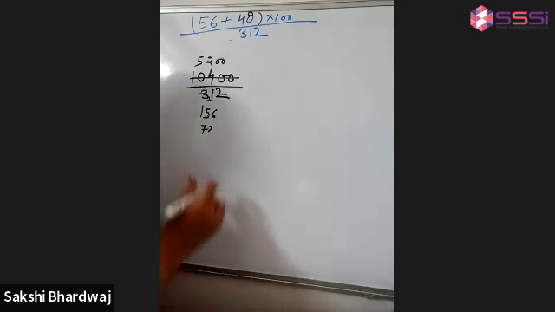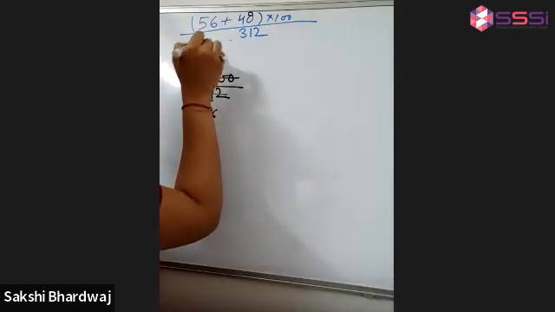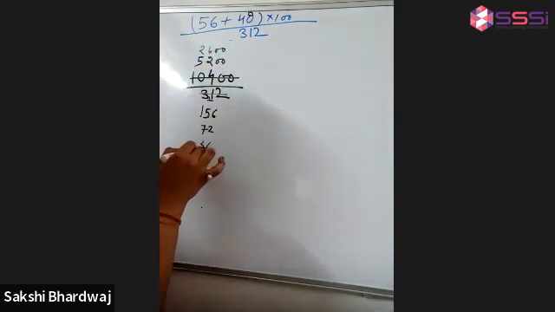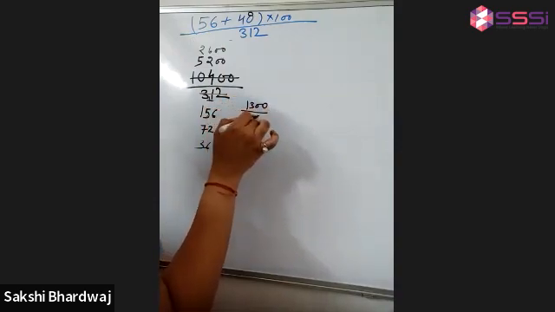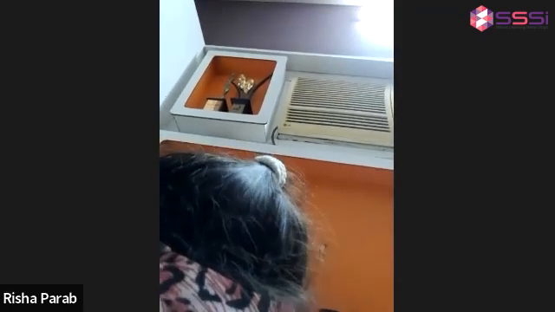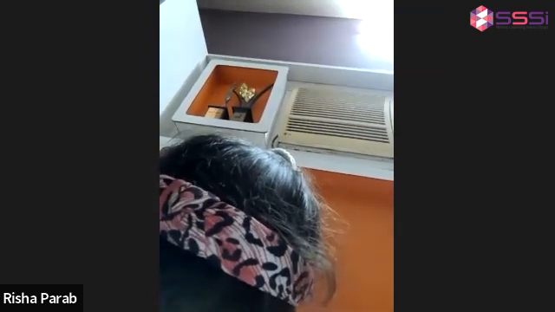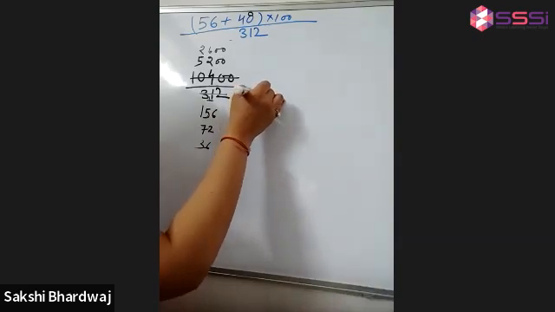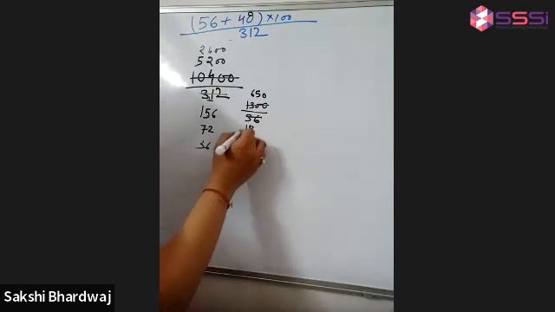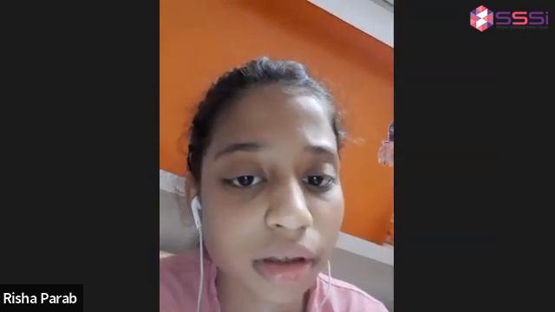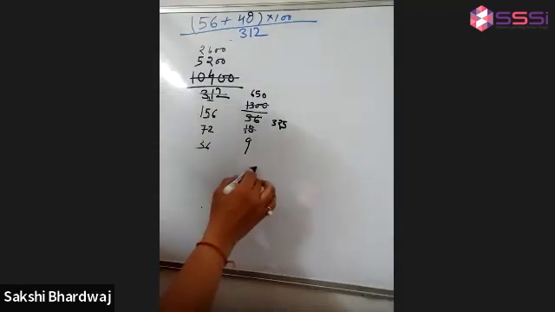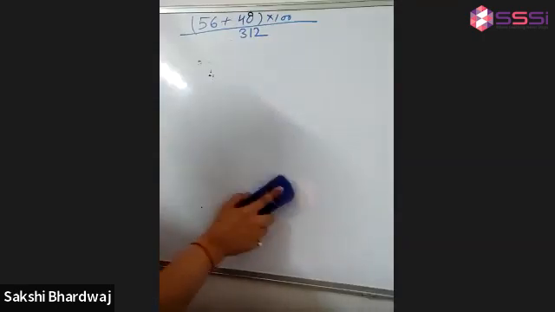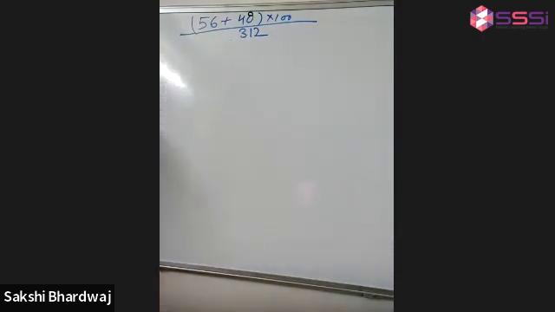The answer will be 6, 1, 6, 36, 1, 2, 0, 0. Ma'am, then 1300 divided by 36. What, Risha? It's a mistake. The answer should come 100 divided by 3. Ma'am, but what to do after 100 divided by 3?